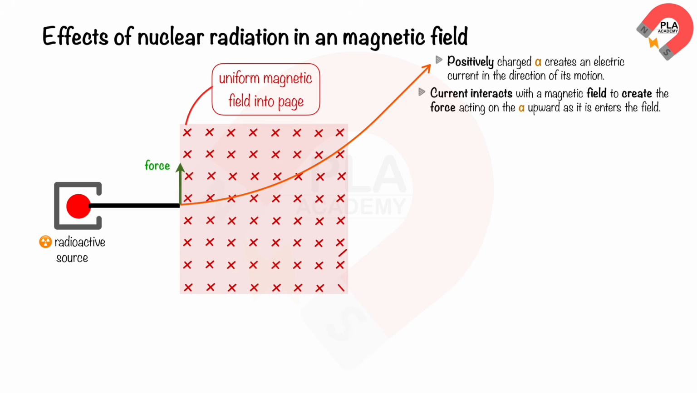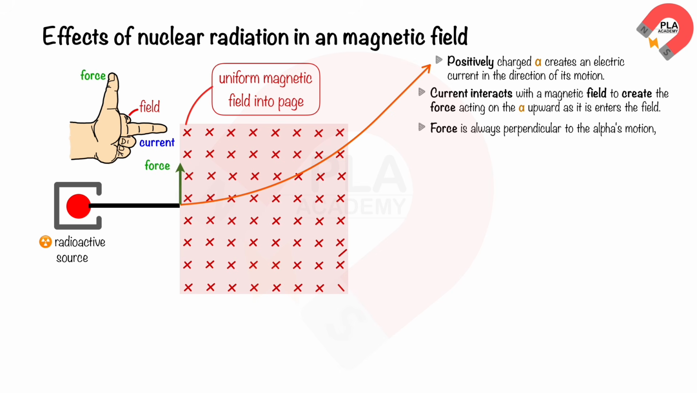To determine the direction of this force, we can use Fleming's left-hand rule. Middle finger points in the direction of the current, along the alpha's motion. Index finger points in the direction of the magnetic field, into the page. Thumb points in the direction of the magnetic force, upward. Since the magnetic force is always perpendicular to the alpha's motion, it causes the particle to travel in a circular path upwards.